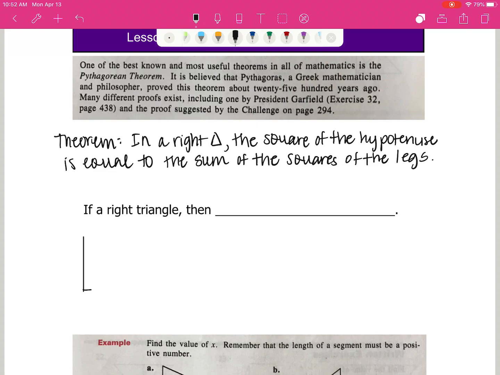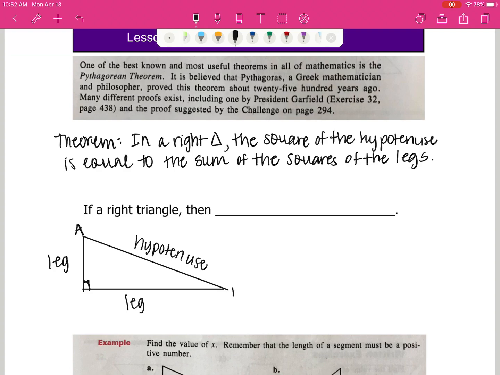We've got a leg, and we've got a hypotenuse. So there's our right angle. We've got a leg, and we've got a hypotenuse. So we're going to name this triangle ABC. Across from angle C is our hypotenuse C. Across from our angle A is our leg A. I'll put those in parentheses. And across from angle B is our leg B.